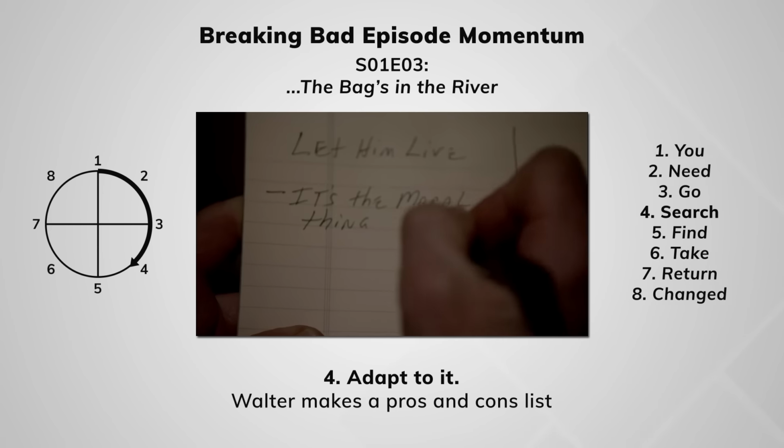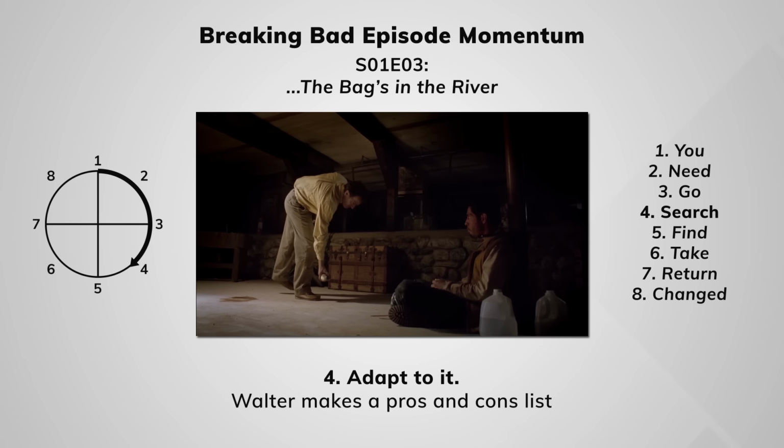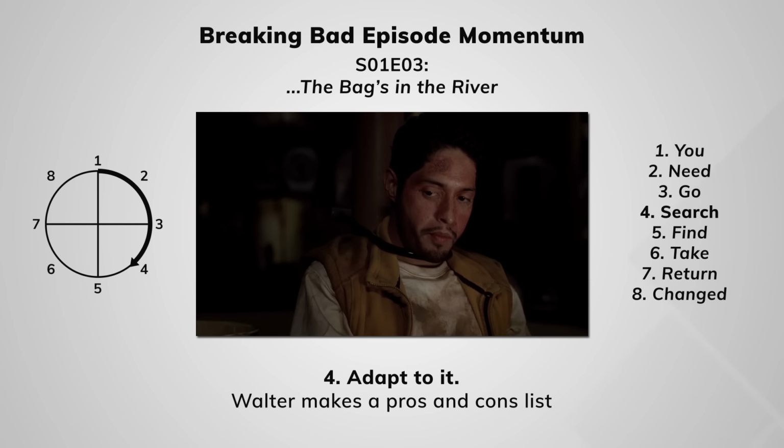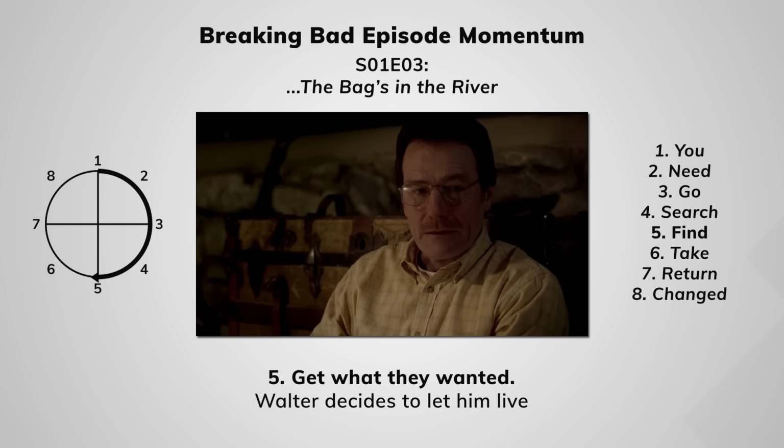Walter adapts by making a pros and cons list on what to do with Crazy 8. He also talks to Crazy 8, getting to know him more as a person. And Walter gets what he wants when he finally makes a decision.